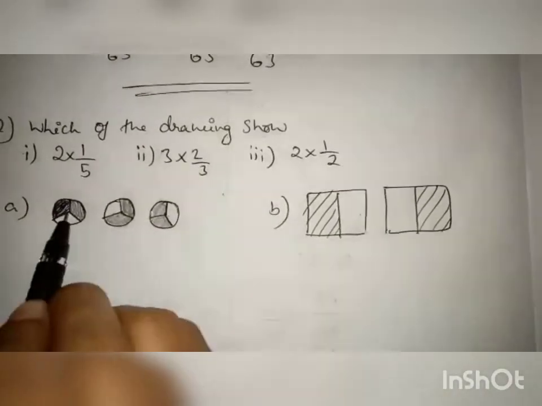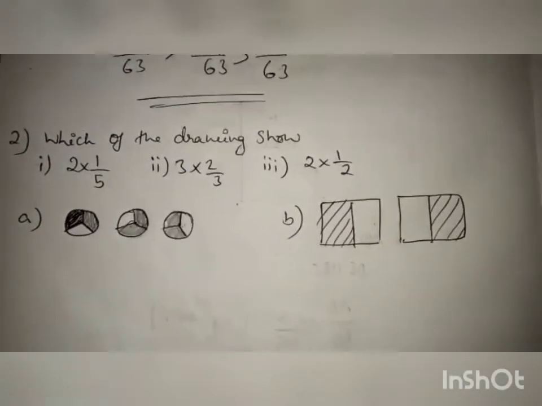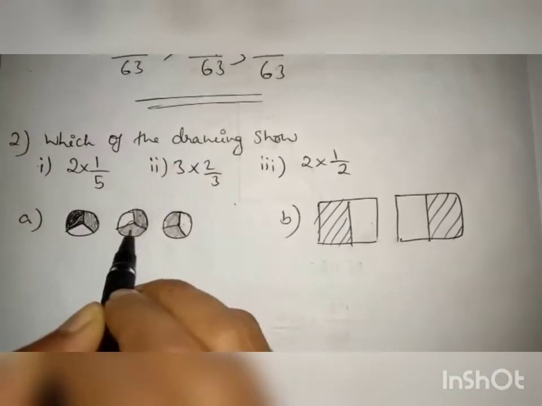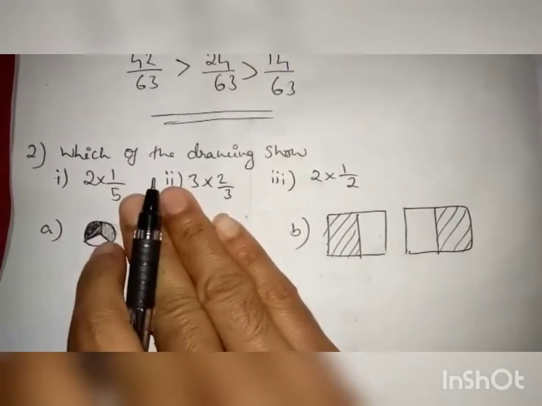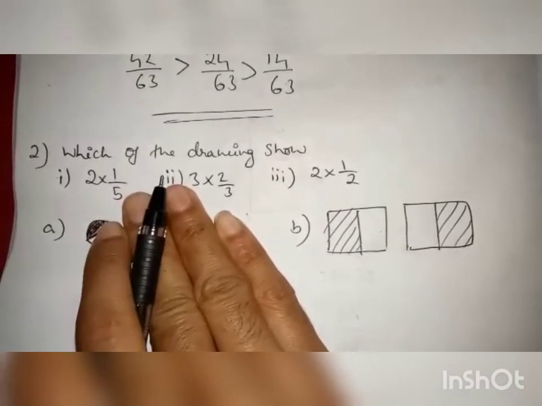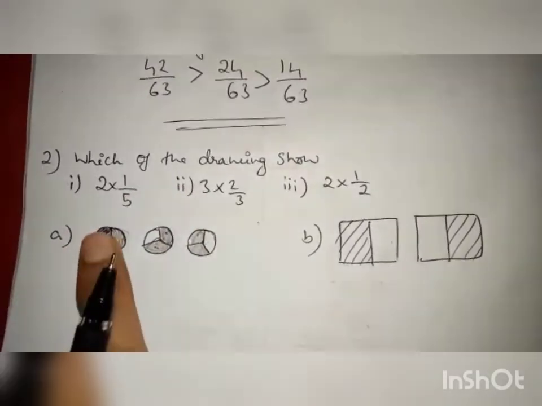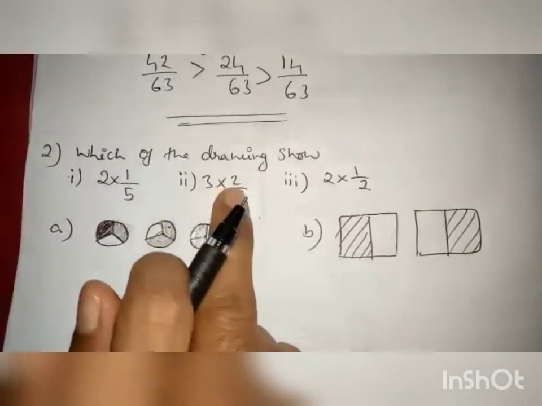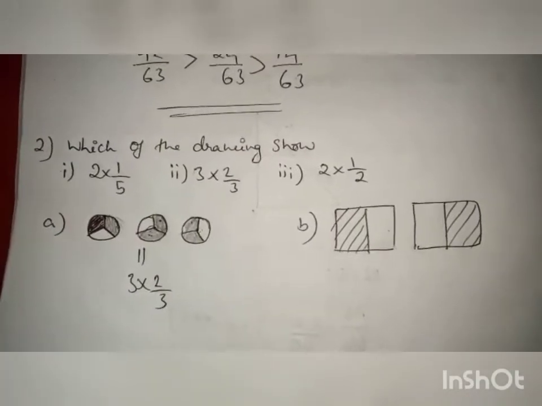So let me see this diagram. How many circles are there? 3 circles, and each is divided into 3 parts. And how many parts are colored here? Out of 3 parts, 2 parts are colored. Here also 2 parts. So how will you say this? You see one circle, divided into 3 parts, and 2 parts are colored. How can we say? 2 by 3, right? So how many circles are there? 3. So 3 into 2 by 3. This is the answer.